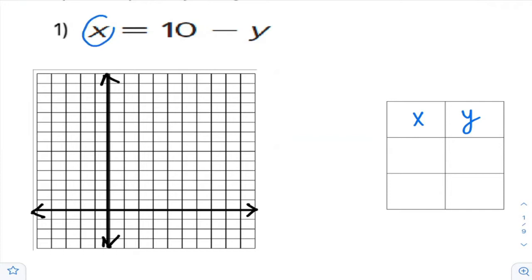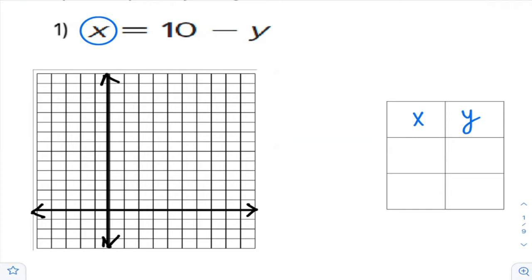Since x is already solved for, we have x on one side and y on the other side, so let's assume the values of y. We are free to use any real number, but we should be smart enough to use simple points. So we can assume y equals 0, 1, 2, 3. Use positive numbers for your simple calculations.